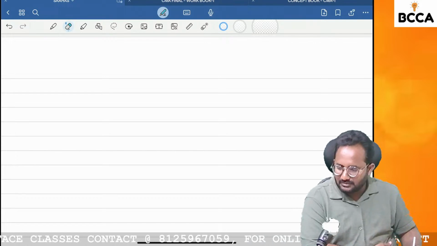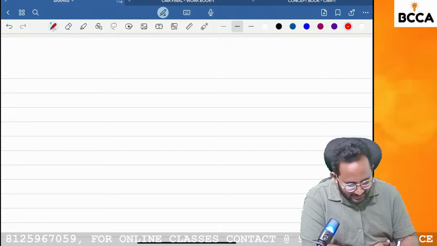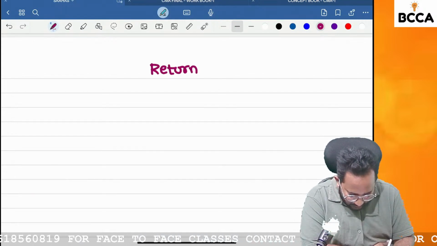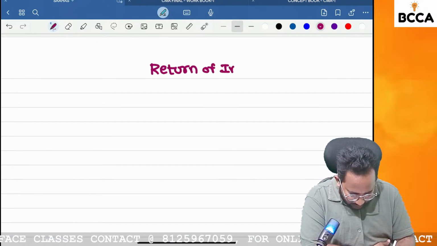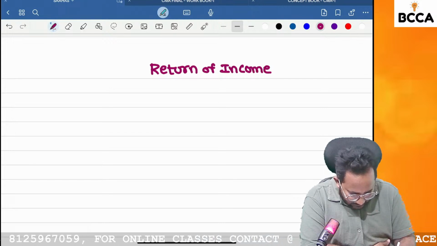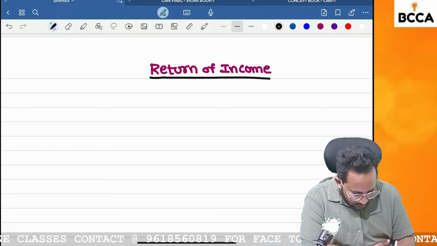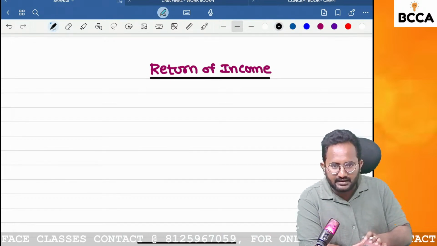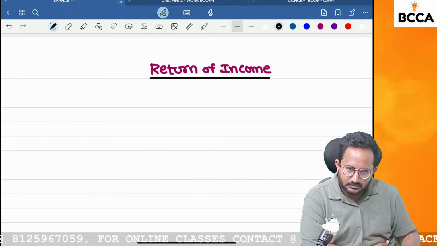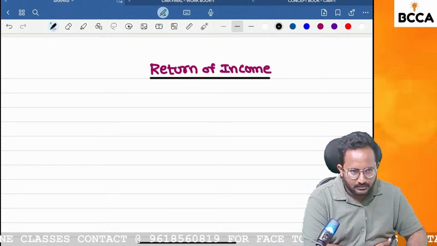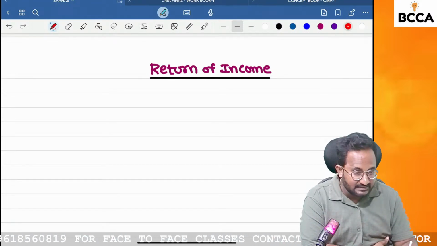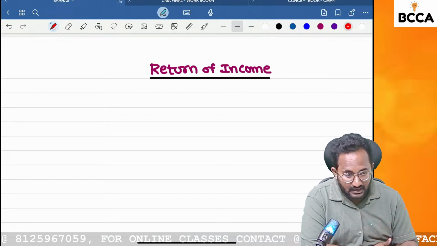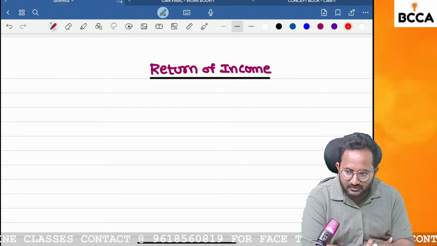Right now, please write the heading: Return of Income. What is our new chapter name? Return of Income. I think you are all experts in this chapter. How can I say you are experts? This is the same chapter we have in CMA Inter. But if they ask the question, you can't say this is a CMA Inter syllabus, because in our CMA Final Direct Taxation syllabus, we have this chapter in our CMA Final study material.